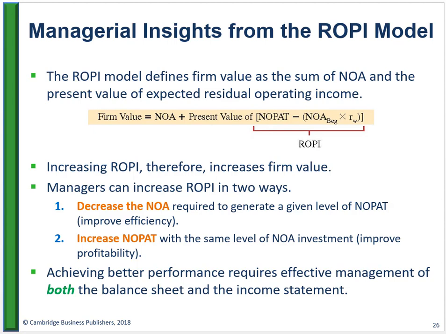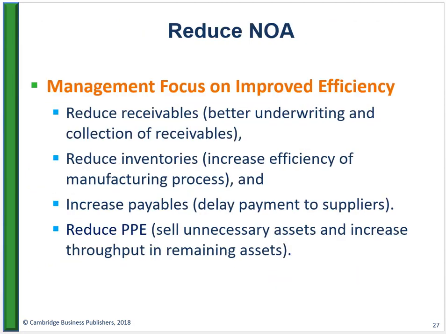Achieving better performance requires effective management of both the balance sheet and income statement, which is your efficiency and profitability here. Focusing on that first component of reducing net operating assets required to generate a profit, we're going to look at things like reducing receivables, reducing inventories, increasing payables, reducing property, plant, and equipment.